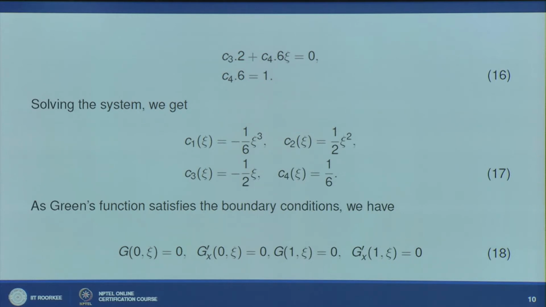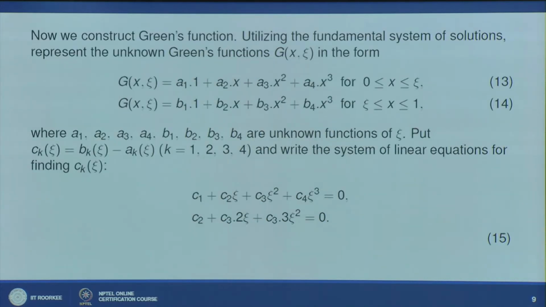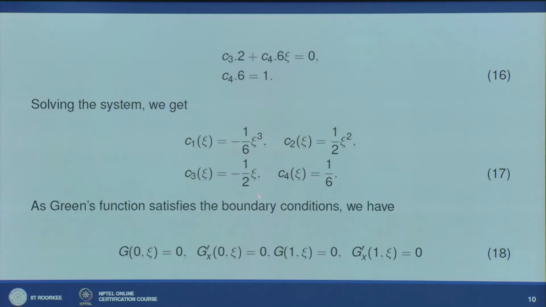So we have 4 conditions and 4 unknowns, so we can find C1, C2, C3, C4. If you solve this simple triangular system, you can easily find C1, C2, C3, C4. Now how to find A1, B1? Now utilize the boundary conditions.